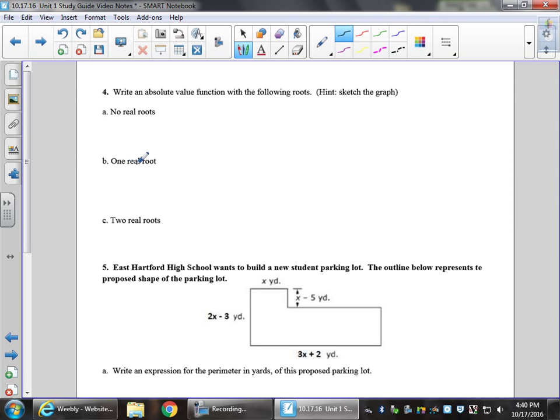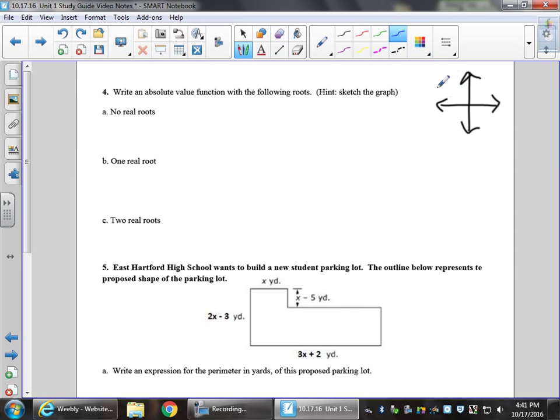Let's move away from function names. Write an absolute value function with the following roots. And this is a great hint to sketch the graph. So no real roots. Really, think about what that means. To have no roots, I need to be shifted up and opening up, or shifted down and opening down.